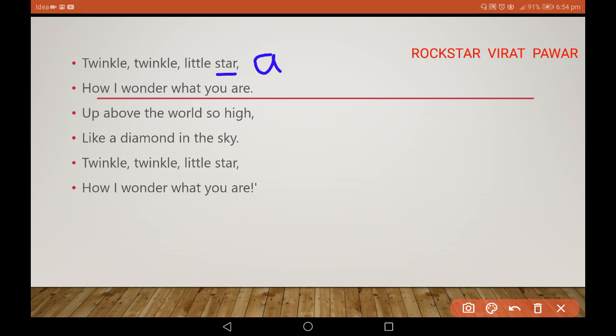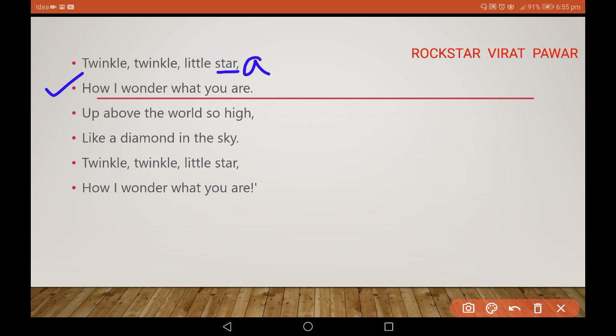When we get any pattern, we have to find out the scheme pattern. We just put the starting letter A, capital or small, whichever is provided in your options. For first understanding, I am putting just A on the line. Okay, now the next line is how I wonder what you are.